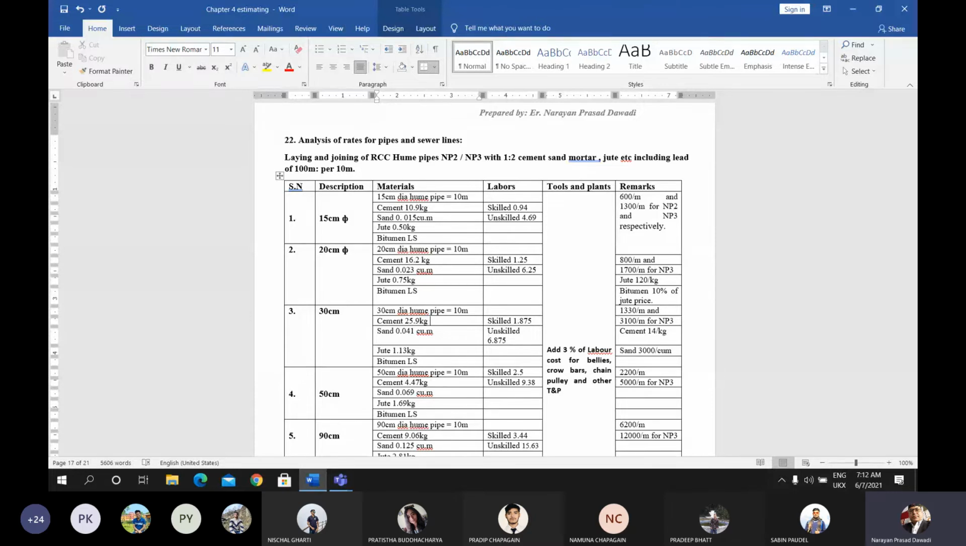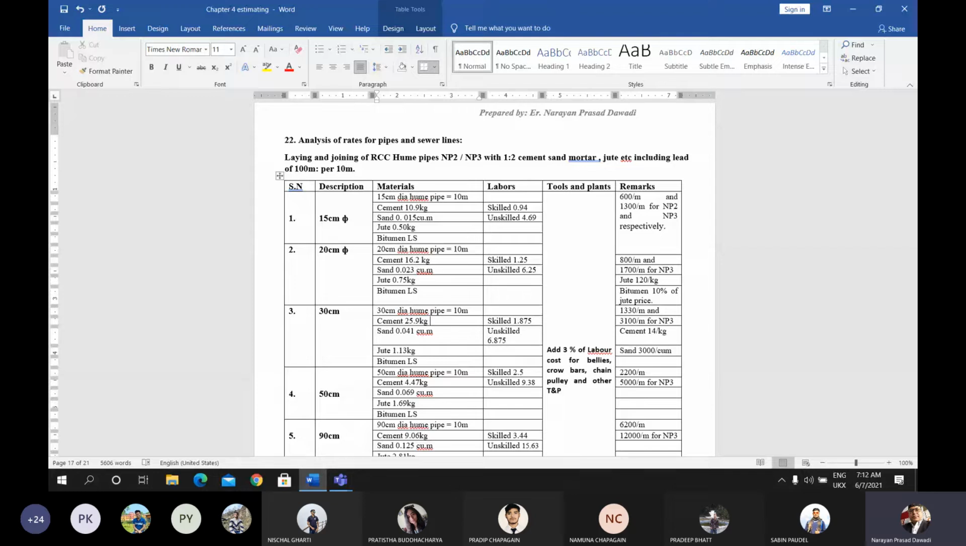I have provided the rate of the RCC pipe as 600 per meter for 15 centimeter diameter for NP2. Similarly, 1300 per meter for NP3 of same diameter. Similarly, 800 per meter for the 20 centimeter diameter hume pipe and 1700 per meter for the NP3. 1300 per meter for the NP2 hume pipe and 3100 per meter for the NP3. This is more than double. And for 50 centimeter diameter, 2200 for NP2 and 5000 for NP3.